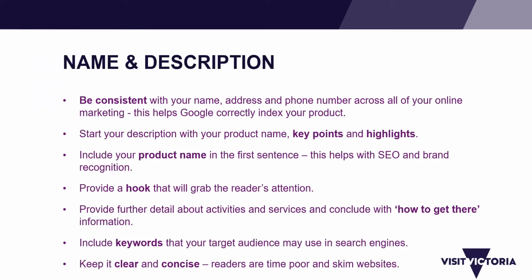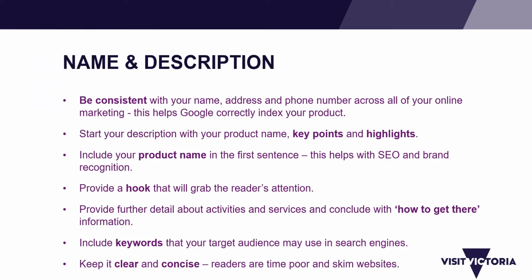Your product name, key points, and highlights information should be positioned at the beginning of the description. Always include your product name in the first sentence. This is important for search engine optimization and brand recognition. Provide a hook that will grab the reader's attention and entice them to read more. Progress into further detail throughout the description by providing additional information about activities and services provided at the product or destination. Conclude the description with how to get their information and any other useful tips.